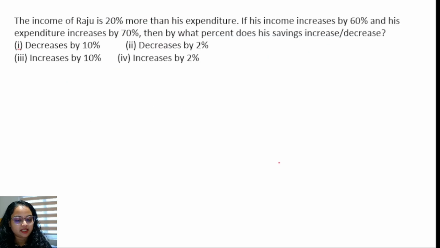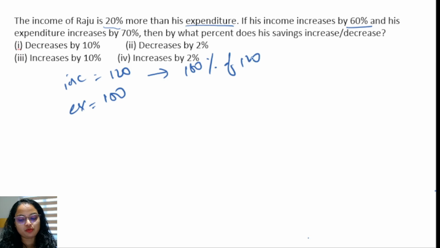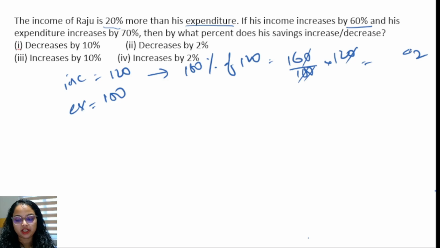Third option. Next one, the income of Raju is 20% more than his expenditure. So we will assume his expenditure is 100 rupees and the income is 20% more. So it is 100 plus 20, it is 120 rupees. If his income increases by 60%, so it is plus 60, 100 plus 60, it is 160% of 120. It is 160 divided by 100 into 120. It is 16 into 12. It is 192 is the new income.